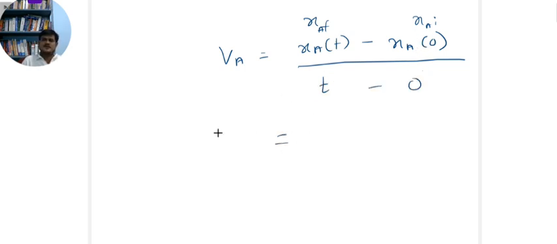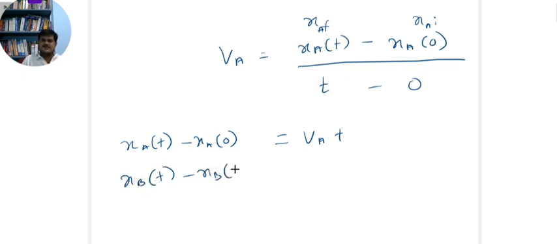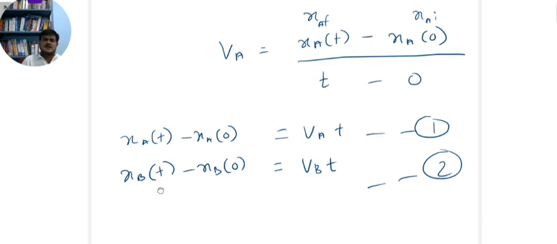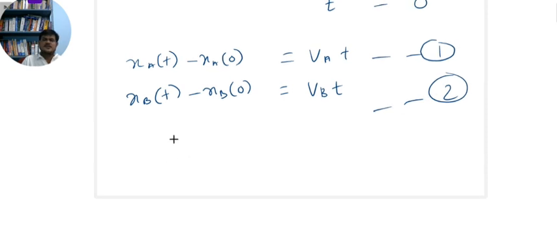Now, we can understand that x_A(t) minus x_A(0) is equal to v_A into t. In the same way, x_B(t) minus x_B(0) is equal to v_B into t. This is equation 1 and this is equation 2. The two cars, car A and car B, are moving in the same direction. Already we got that, so equation 2 minus equation 1.